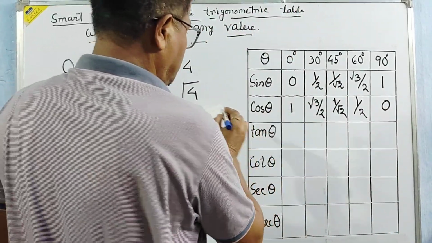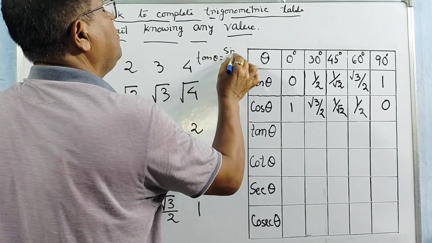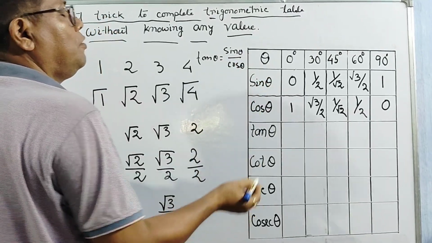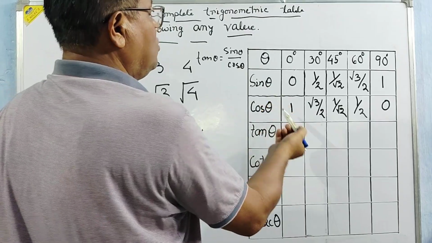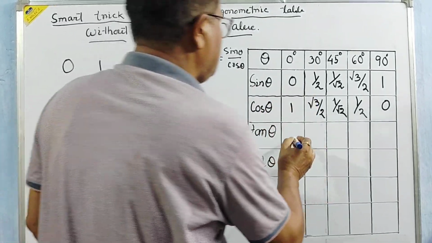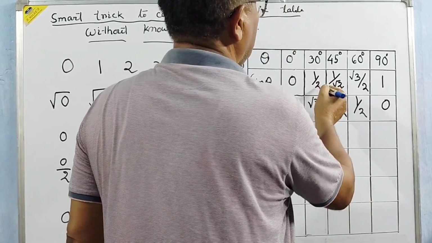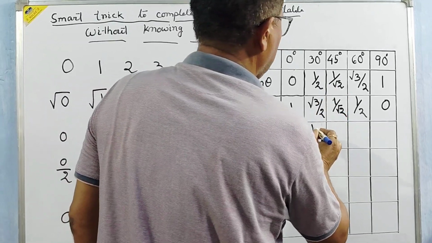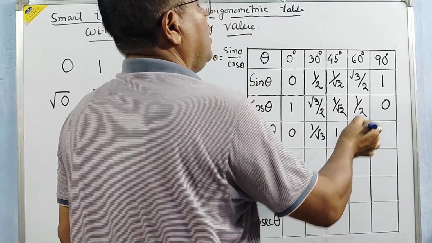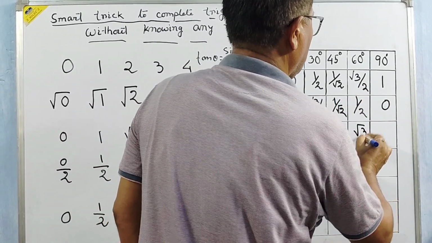But now we know that tan theta equals sin theta by cos theta. So here we get sin theta and cos theta. If you divide sin theta by cos theta, 0 by 1 means 0. Then 1 by 2 divided by root 3 by 2, the 2 cancels out, and it becomes 1 by root 3. These both are the same, so this is 1. Here the 2 cancels out, so it is root 3.